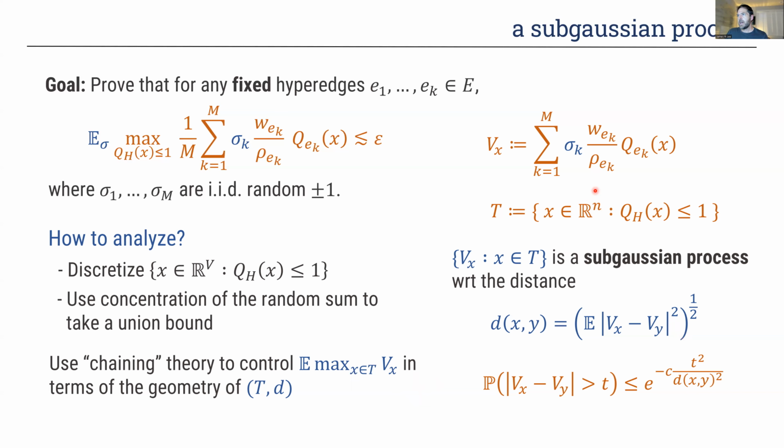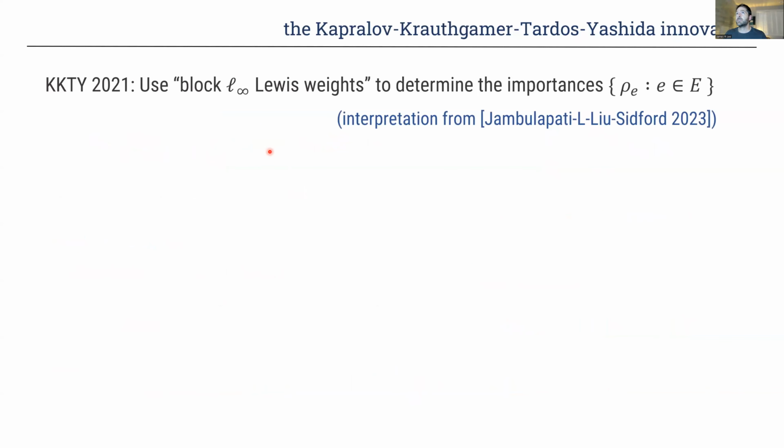So I'm not going to say much about how you choose these weights, except in the next slide. In fact, this was the major innovation of Kapralov, Krauthgamer, Tardos, and Yoshida: that there's a nice way to choose these importance scores for the hyperedges of a hypergraph. The interpretation I'm about to give is from a follow-up work of Jonathan Kelner, myself, Yang Liu, and Aaron Sidford. It's now out on the arXiv, where we interpret the importance sampling weights from this KKTY paper in the setting of Lewis weights.